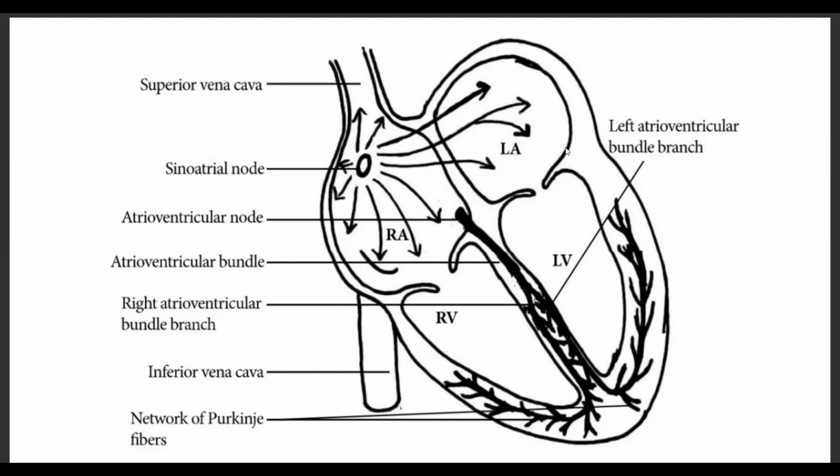Right? This AV bundle crosses the fibrous rings that separate the atria and ventricles at the upper end of the ventricular septum, and it divides into right and left branches, right?